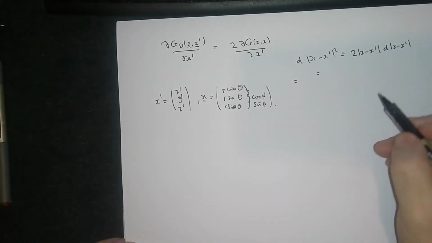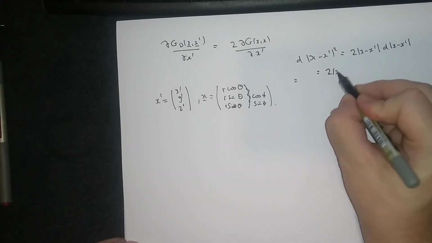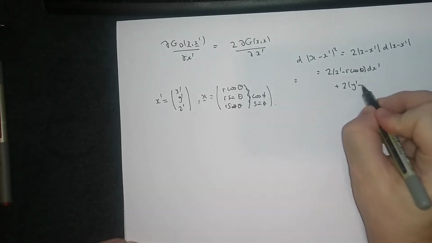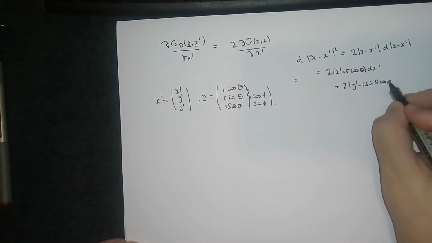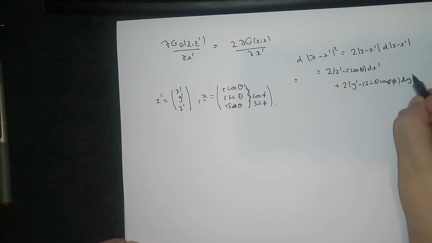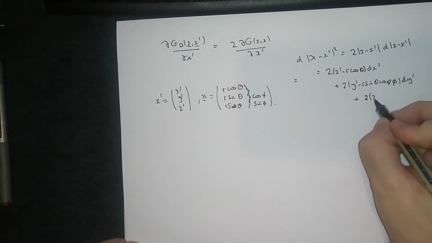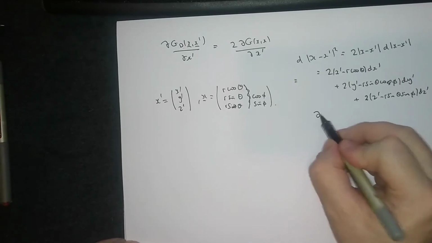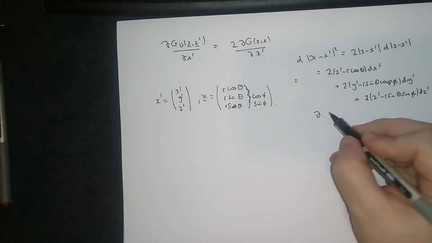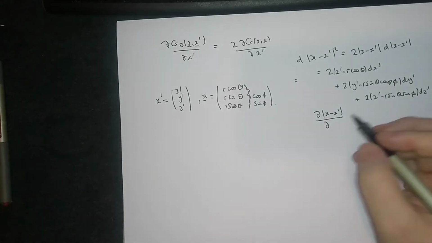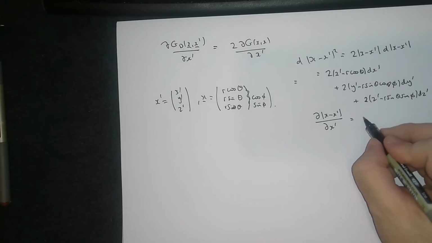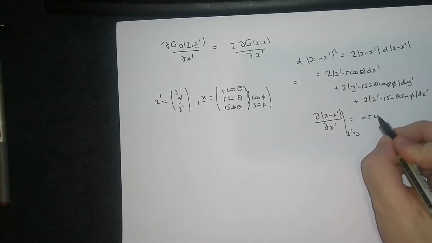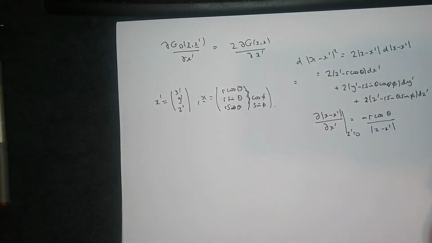So this thing is also equal to (2x′ − r cos θ) dx′ + (2y′ − r sin θ cos φ) dy′ + (2z′ − r sin θ sin φ) dz′. In particular then, d|x − x′| by dx′, at x′ equal to 0, is going to be minus r cos θ over |x − x′|.